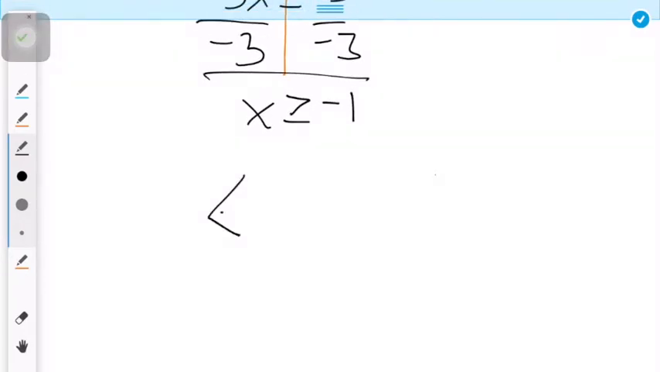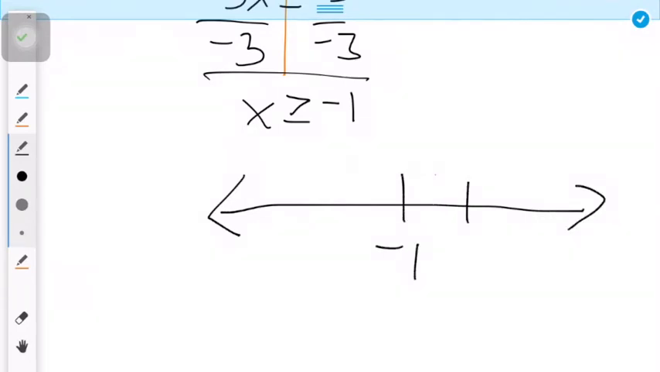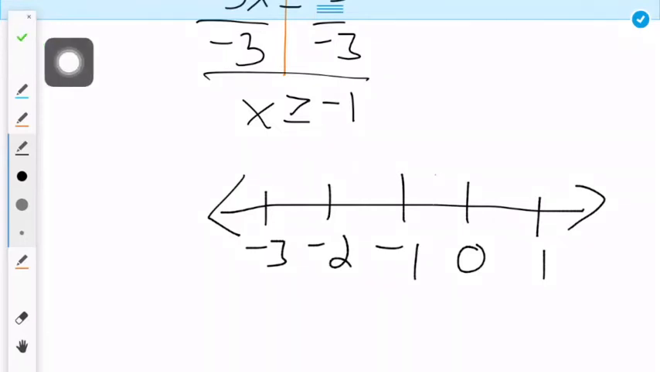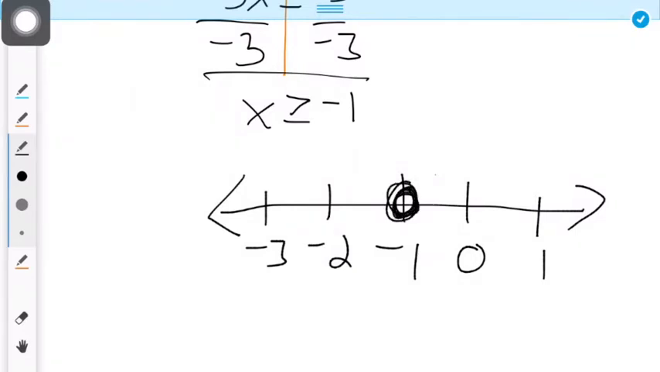Last part of this problem, I need to graph this. So I'm going to start at negative 1 in the middle. Moving to the right, I have 0 and 1. To the left, I have negative 2 and negative 3. I have greater than or equal to, which means I'm going to have a closed circle, a dot at negative 1.